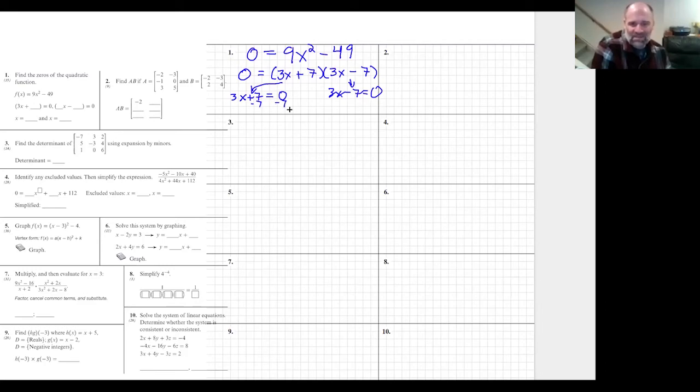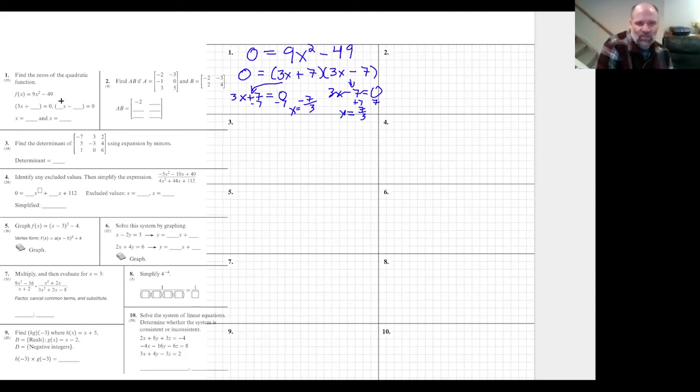So 3x equals negative 7. So basically x equals negative 7 thirds. Or if you solve it for x over here, you get 3x equals positive 7. So x equals positive 7 thirds. Okay, remember the shortcut. You can look up here and you do the opposite of this sign, and then the second term over the first term. So negative 7 over 3, positive 7 over 3. Okay, so these are the 2 zeros.